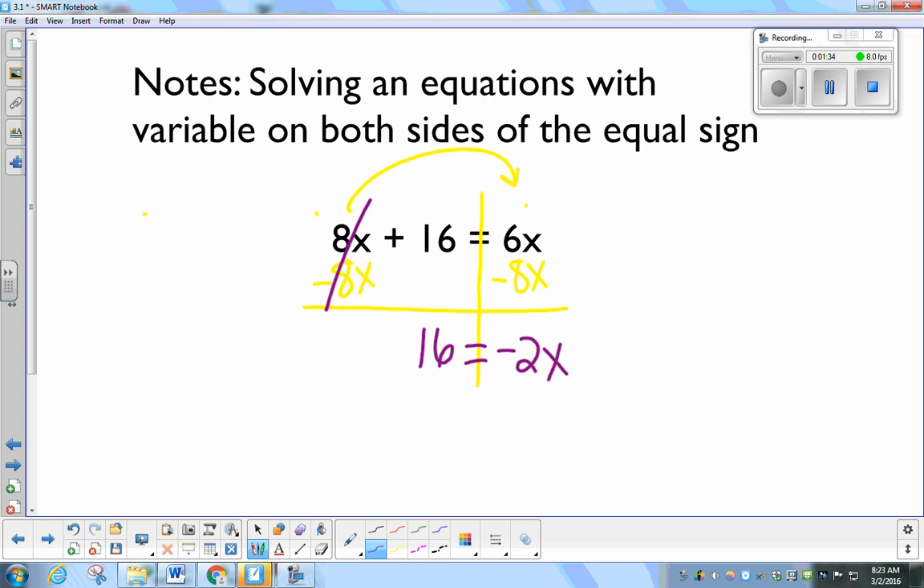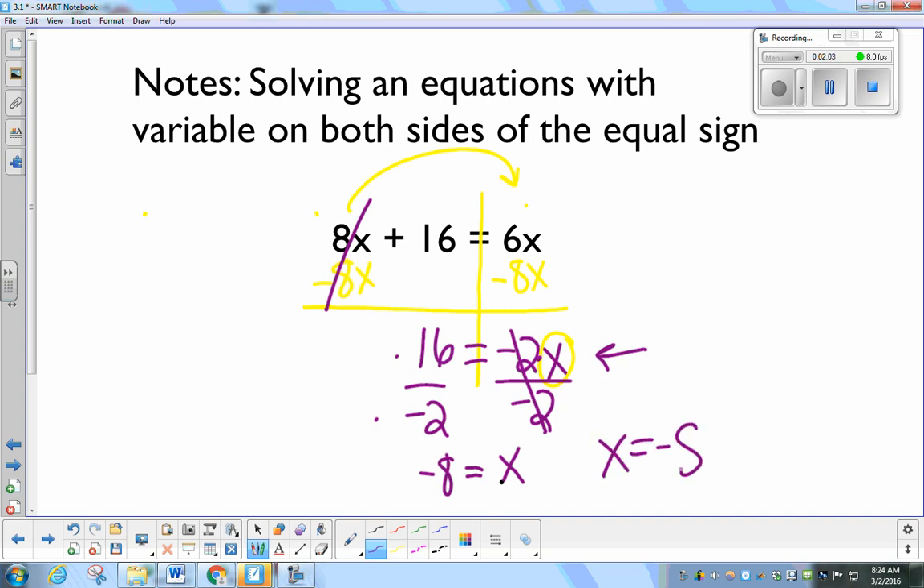Now this is just like a one-step equation, just like you're used to. I've got an x here, he wants to be all alone, he's being multiplied by that negative 2. So to undo being multiplied by that negative 2, I can just divide by negative 2 as long as I do it to both sides of my equation. Negative 2 over negative 2 is 1. You can write the 1, or you can just write x, and 16 divided by negative 2 is negative 8. So our solution is x equals negative 8.